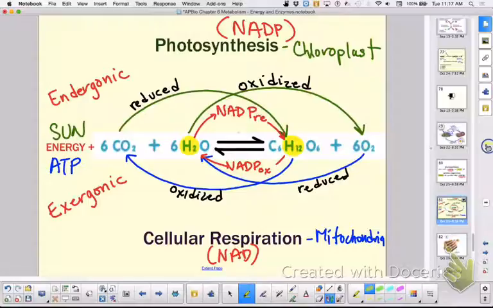I'll explain that ATP part in just a second. These molecules are used to reduce carbon dioxide into what? Glucose. The electron transfer molecule is what? What is the transfer molecule we use? NADP. Good. Mitochondria and cellular respiration. Glucose gets what? Oxidized into carbon dioxide. ATP molecules are produced, and the electron transfer molecule is NAD.